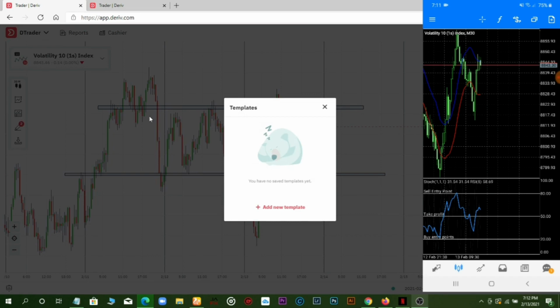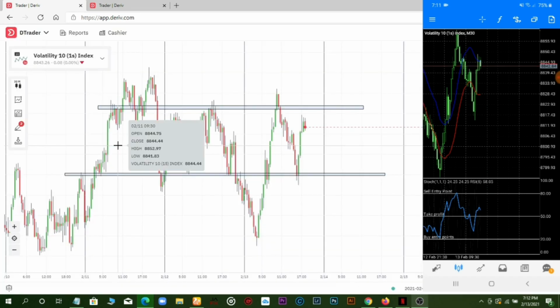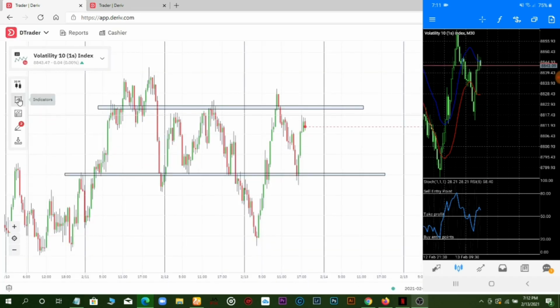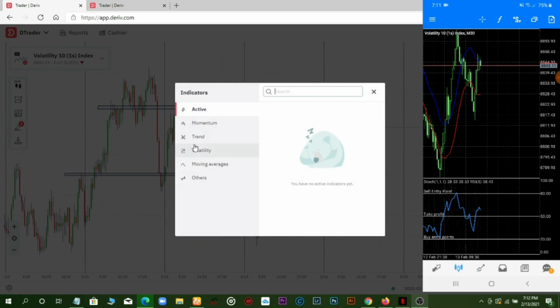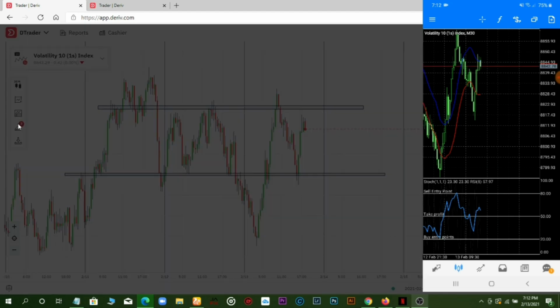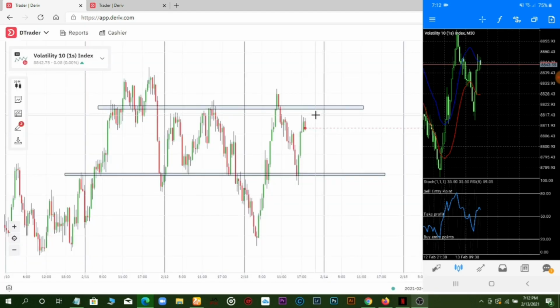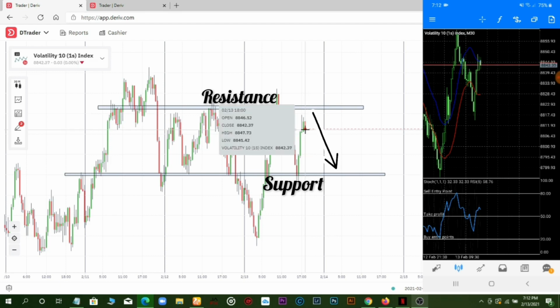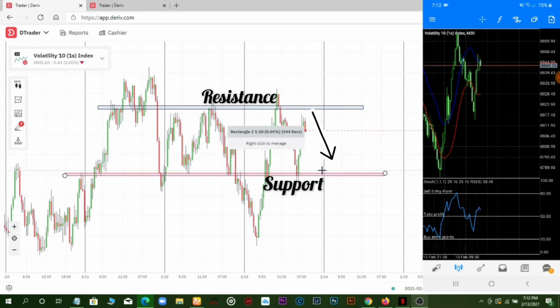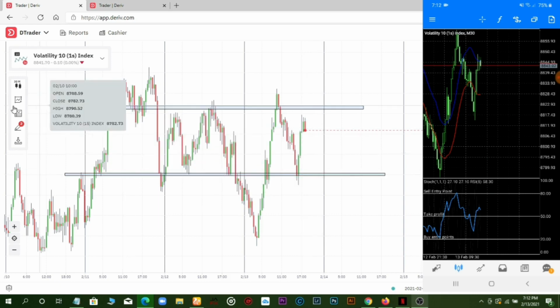So of course I already drew my support and resistance, and at this point you can see the market is far from the resistance and definitely going to sell down to my support. That's good. Then we look at the phone side and see what the strategy is telling us. The RSI is at the 50 level, just a bit above the 50 level.